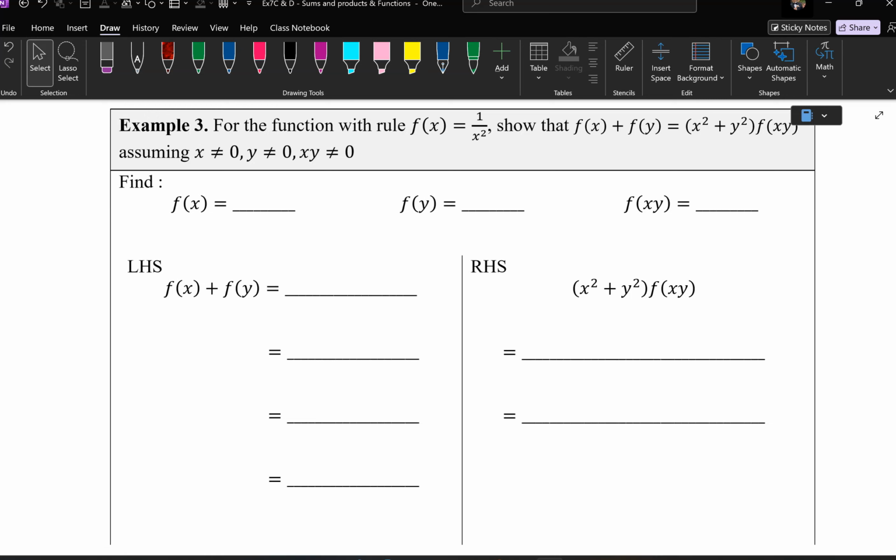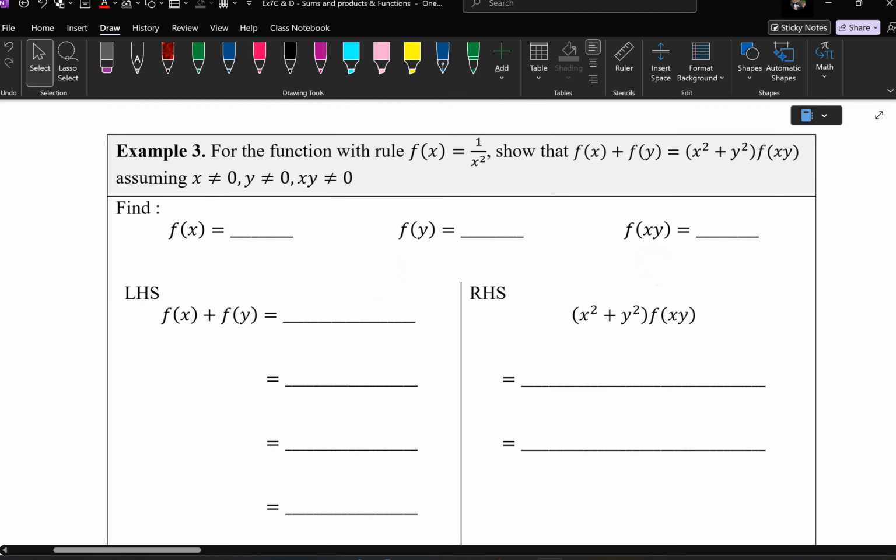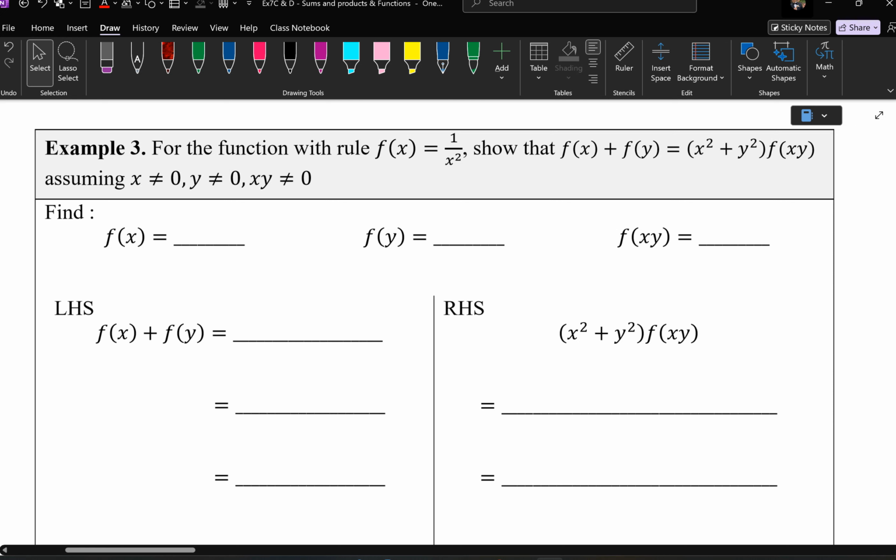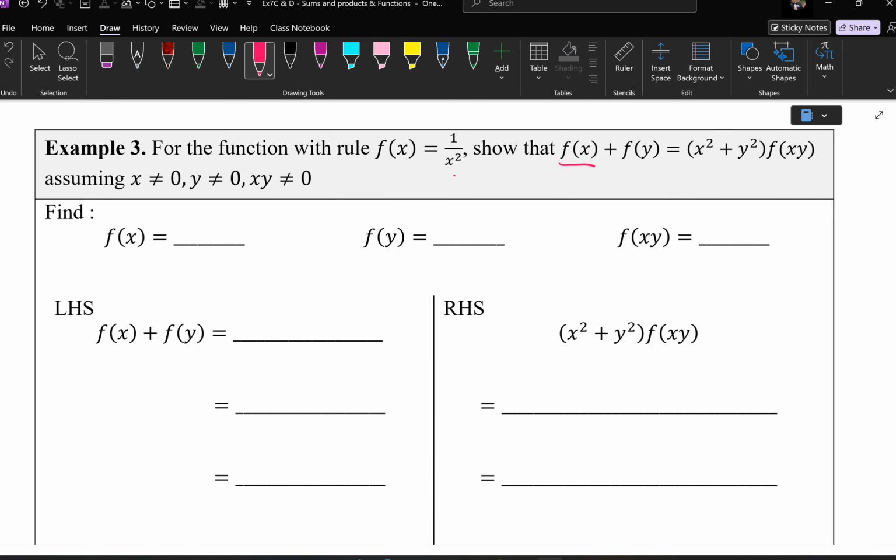Last example of 7D. Example 3. So for the function f of x is equal to 1 on x squared, show that f of x plus f of y will end up being x squared plus y squared times f of xy. I've already gave you sort of a layout to set up how would you start this show that question.